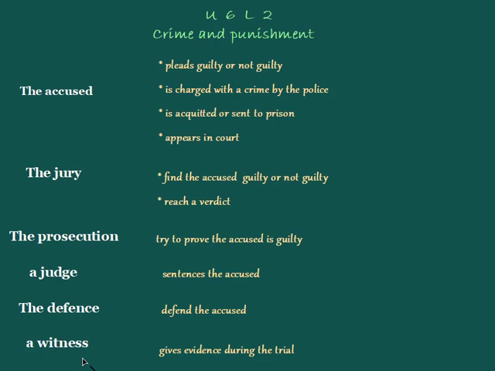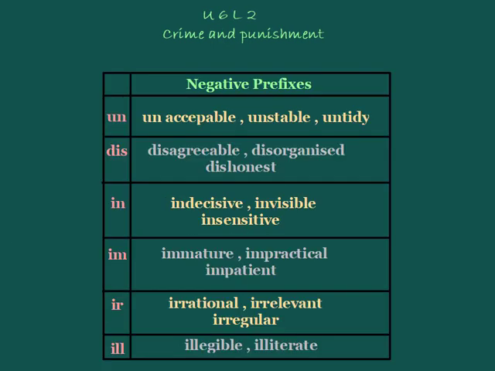In lesson 2, after that part, you can find part number 2. We will talk about the negative prefixes. The word prefix, this is some letters we can add at the beginning of the word to change the meaning. Today we are talking about the negative prefix. This is the prefix we can add to the beginning of the word to give us the negative meaning. For example, we have the prefix un, like unacceptable, unstable, untidy.